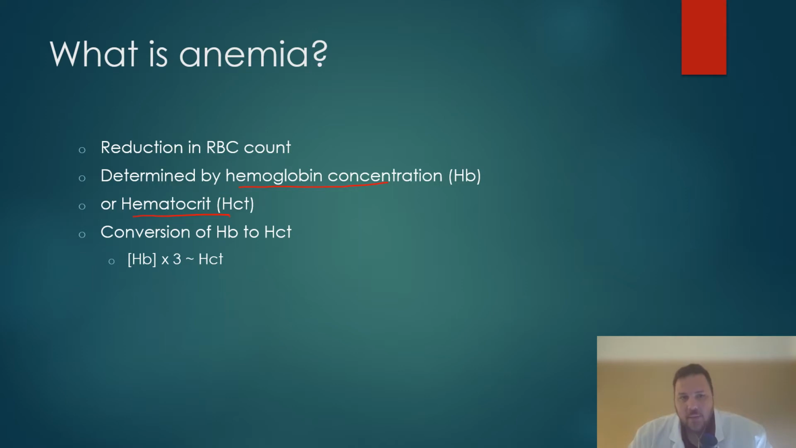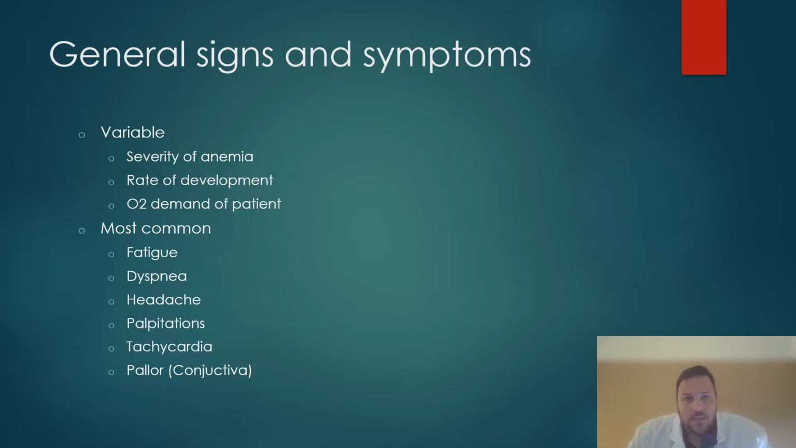That is the hematocrit. If you don't have the hematocrit, but you do have the hemoglobin concentration, there's a way you can calculate it, and that is multiplying hemoglobin concentration by 3, and that gives you an approximate of the hematocrit of the patient. So the general signs and symptoms of anemia are highly variable.